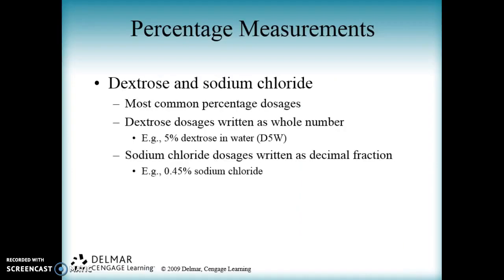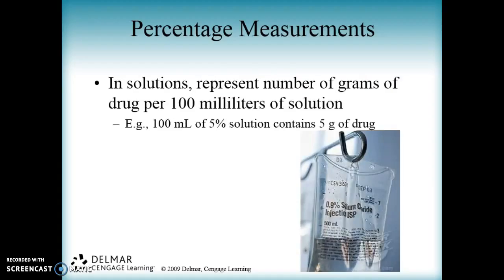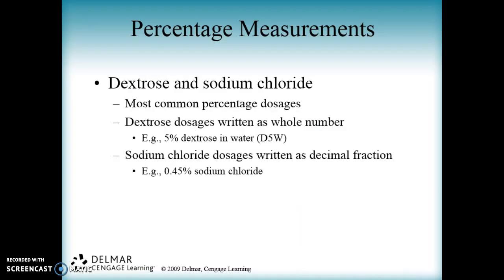The most common ones you're going to see are dextrose and sodium chloride. So D5W, dextrose 5%, sodium chloride. Again, the one we just looked at was sodium chloride. 0.9% is considered normal saline, so NS. They're referring here to 0.45%, which is half normal saline. So you're going to see both of those in use.